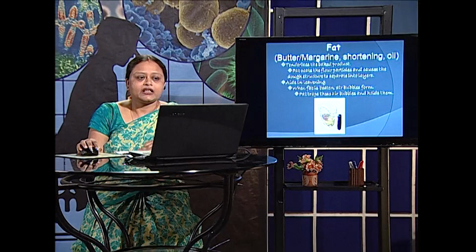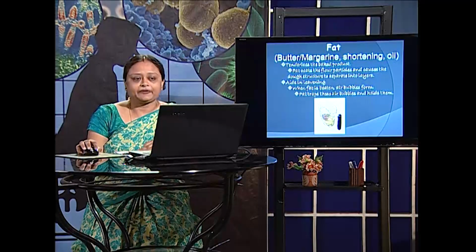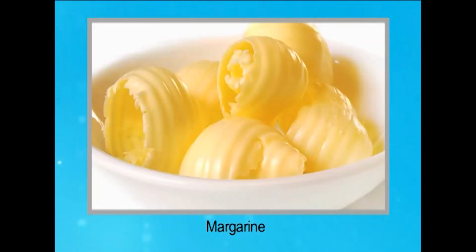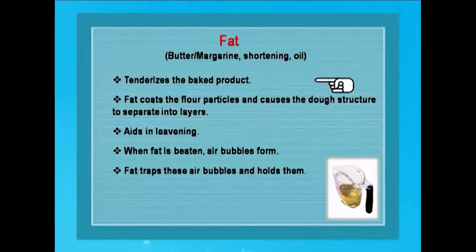for leavening. Other ingredients which may be added, like fat, most often can be added in the form of butter, margarine, other shortenings, or sometimes even simply oil. These have a tenderizing effect in the produced baked product. They also generally coat the flour particles and cause the dough structure to separate into layers. This will give a proper structure to the baked product. It also aids in leavening, and if fat is beaten, air bubbles are produced. Now, air bubbles are very much required in production of fluffiness or sponginess in bread.